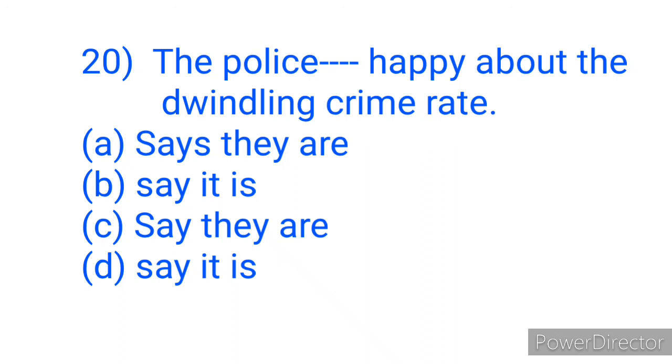Now, option C, say they are. This is the correct answer. Say is plural. They is plural. Are is plural. So this is the correct answer. Option D, we have say it is. We already know that is not the correct answer. Option C is the correct answer. The expression is, the police said they are happy about the dwindling crime rate.